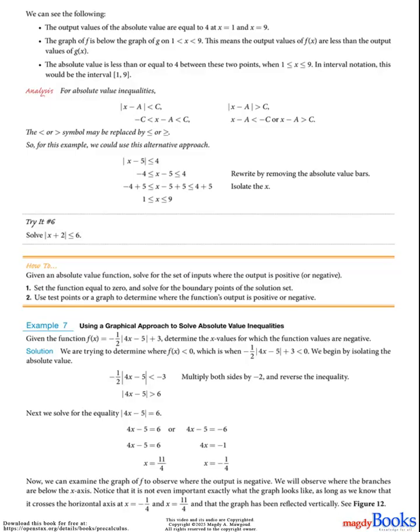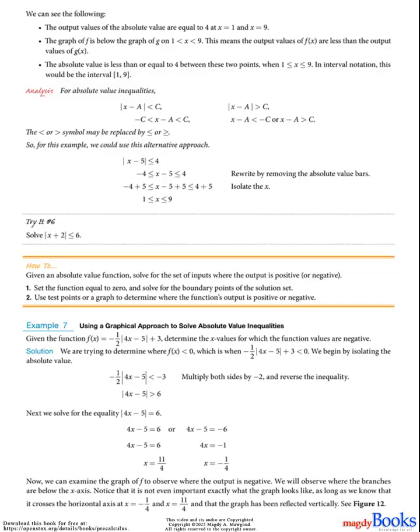Multiply both sides by -2, and reverse the inequality. The absolute value of 4x minus 5 is greater than 6. Next we solve for the equality. The absolute value of 4x minus 5 equals 6. 4x minus 5 equals 6, or 4x minus 5 equals -6. 4x minus 5 equals 6 gives x equals 11/4. 4x equals -1 gives x equals -1/4.